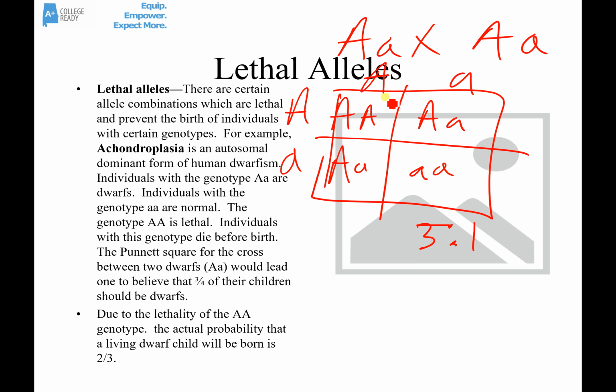But remember, the big A, big A combination is lethal. Those children are never born. So the actual birth ratio is 2 dwarfs to every 1 normal height person. So due to the lethality of that big A, big A genotype, the actual probability of a living dwarf child from this cross is 2 out of 3. All right. So those are all examples of exceptions to Mendel's laws, or we might call them non-Mendelian inheritance patterns. Hope that helps.